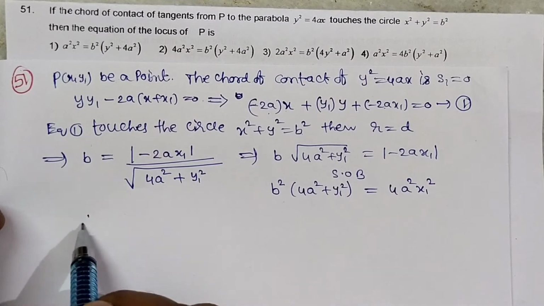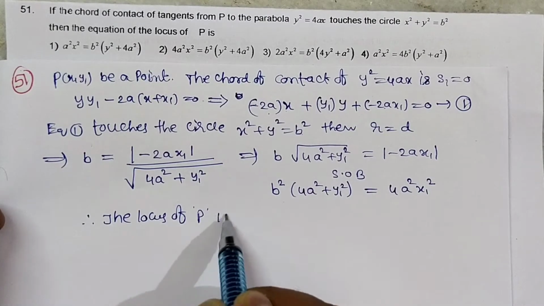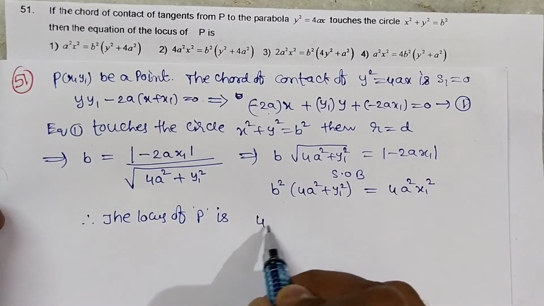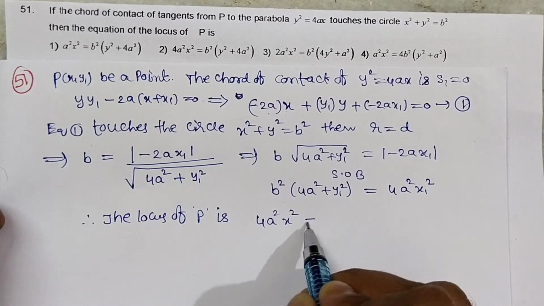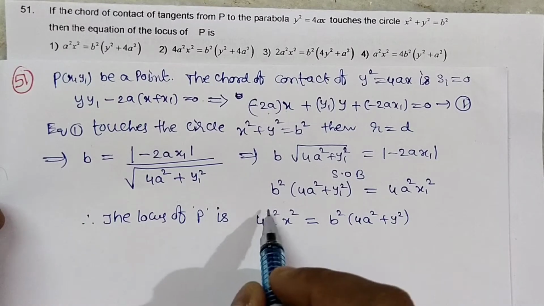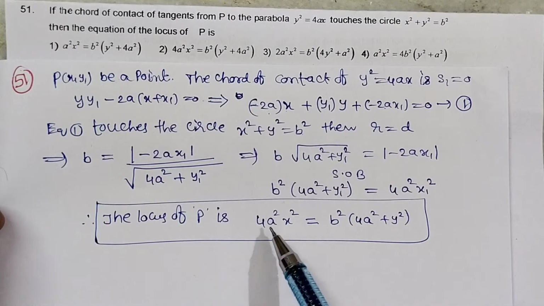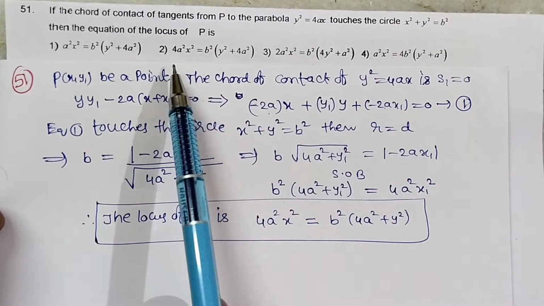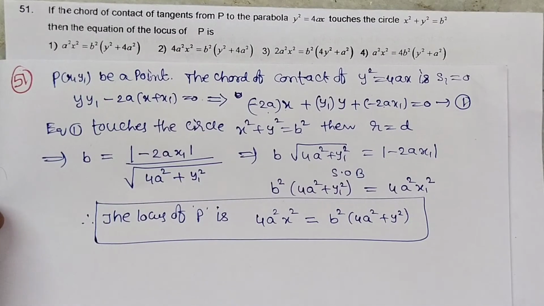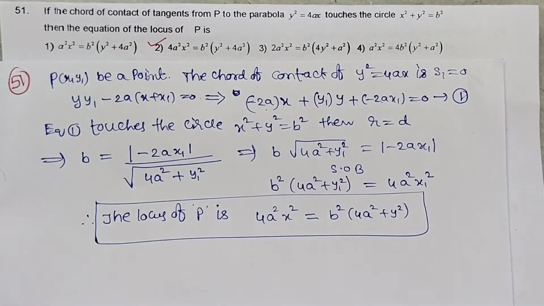So therefore the locus of P, the locus of point P, wherever x1 comma y1 is there, replace with x comma y. So 4a square x square is equal to b square into 4a square plus y square, which is the required locus. So 4a square x square is there in the second option. Observe carefully, dear students. Second option is the right option.